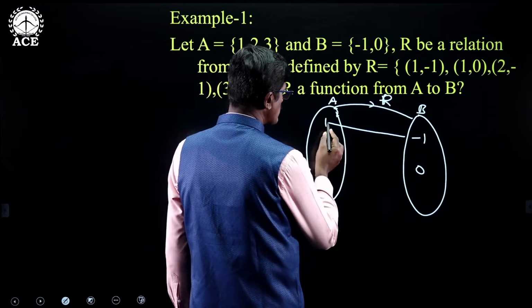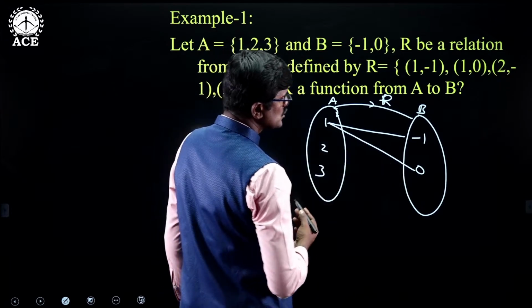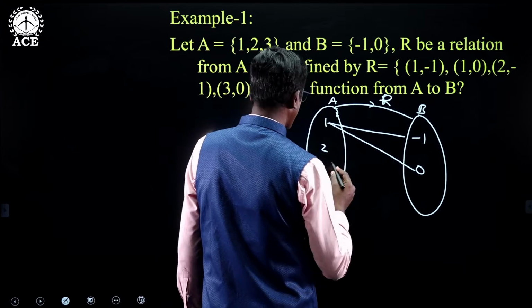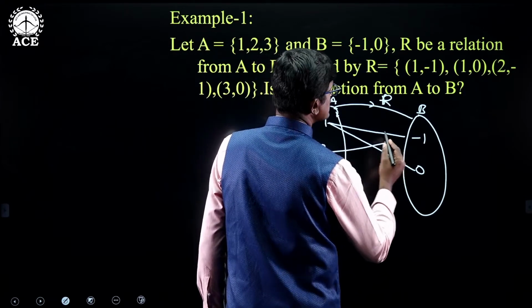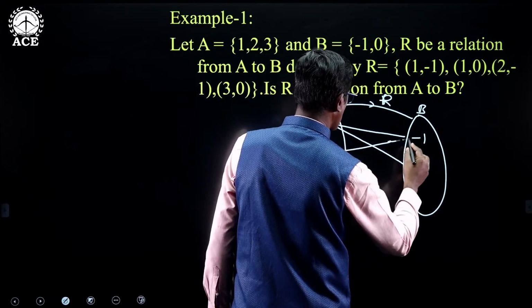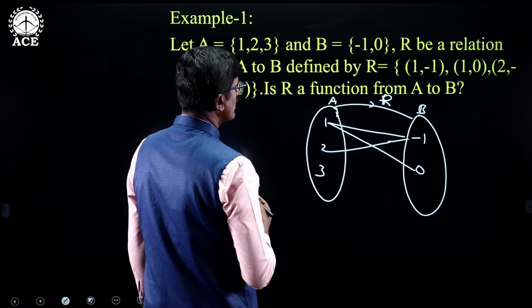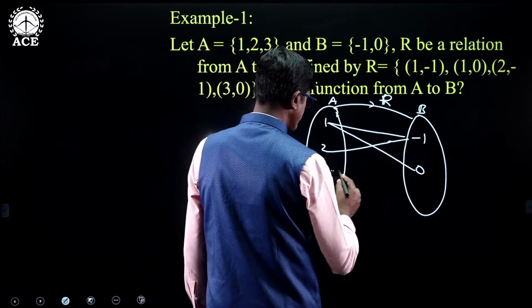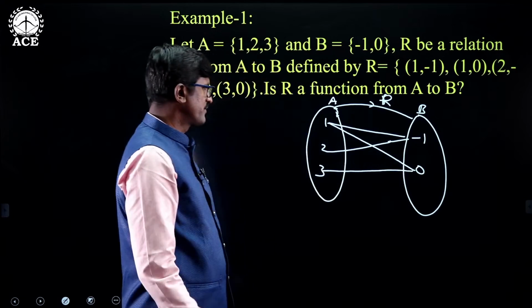Next, 1 is mapped to 0. Next, 2 is mapped to 1. 2 is mapped to minus 1. Next, 3 is mapped to 0. 3 is mapped to 0. Now, is it a function? No, this is not a function.